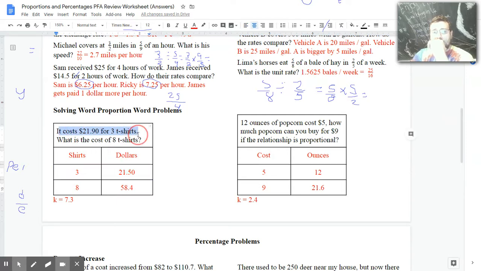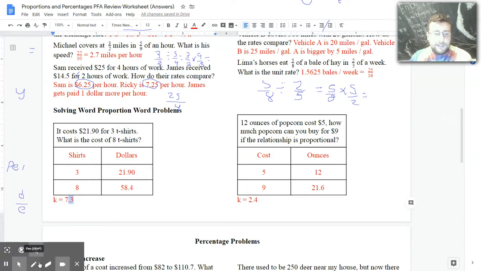So this sentence goes in the first row, 21.90, right? And you have 3 t-shirts. Now, when you do the math for that, you do 21.9 divided by 3, and you get 7.3 as your K. Remember, the way to do that is to get one side divided by the other, and I usually do the right divided by the left. So if you did that, you would get 7.3.